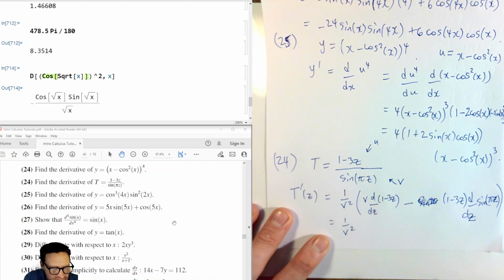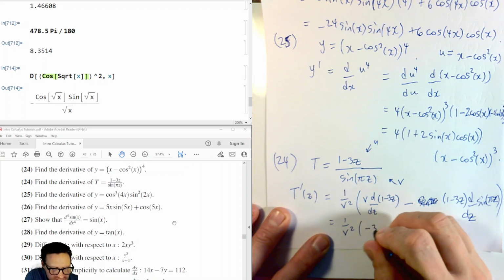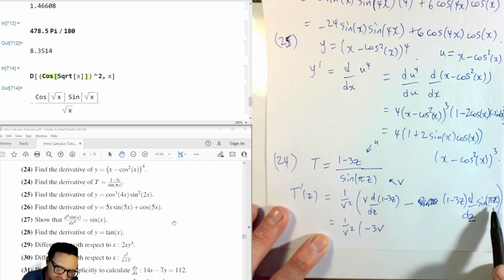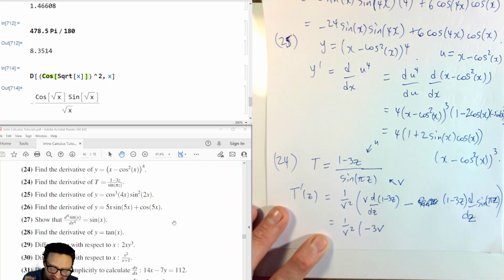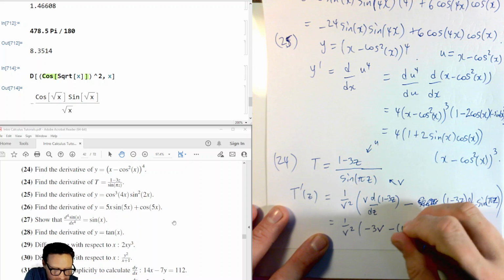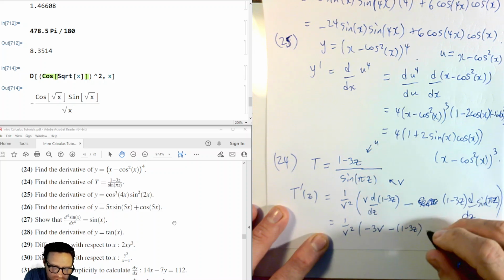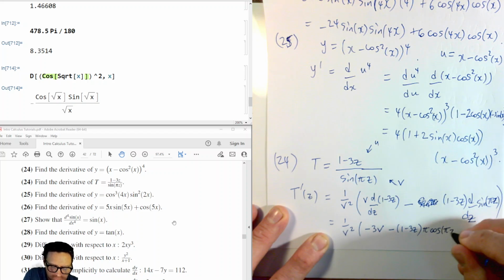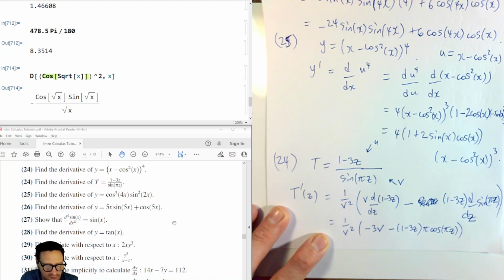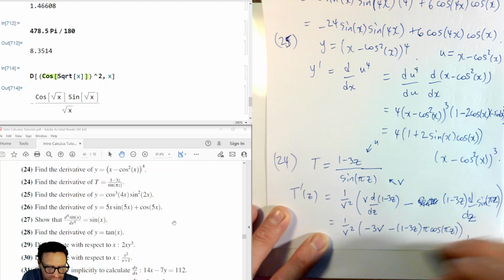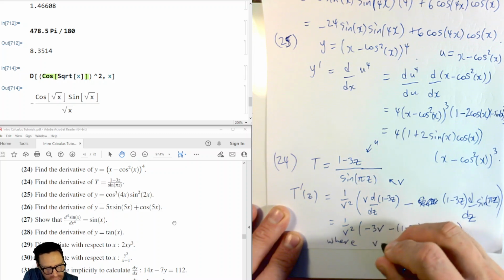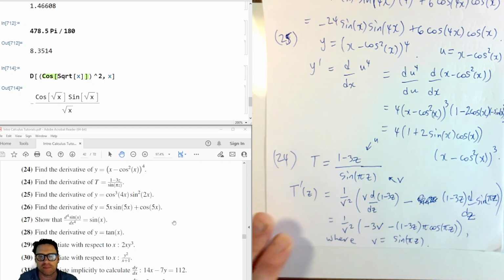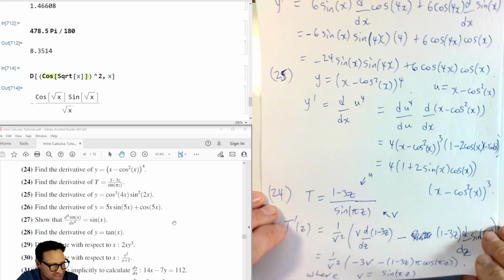So 1 on v squared minus 3v. Now this derivative of sine of pi z is pi cos of pi z. Okay, where v is equal to sine of pi z. Okay, let's move on to question 26.